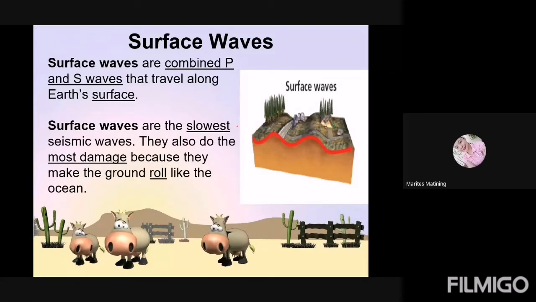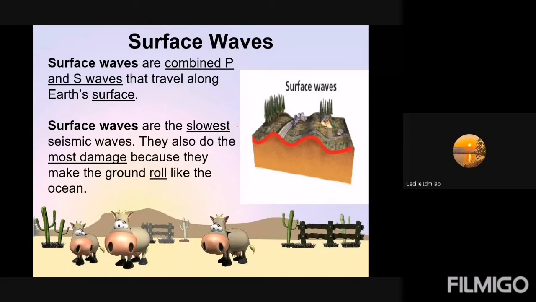Seismic waves. So, ano yung pinakamabilis? P waves, then S waves, then pinakamabagal si surface waves. Yes, ayan. But they do the most damage. Okay, bakit kaya? Why? Pinakamabagal siya man, pero bakit nakakagawa siya ng mas madaming damage? Bakit kaya?